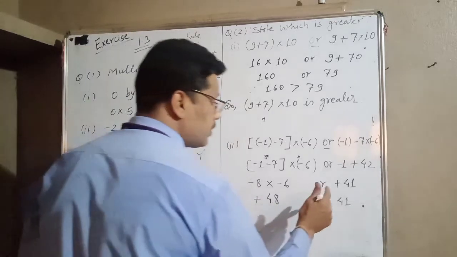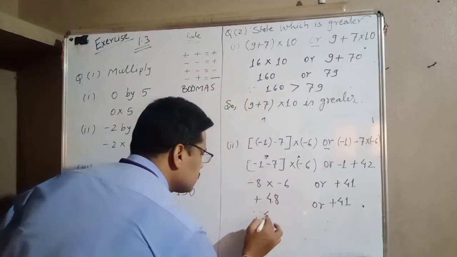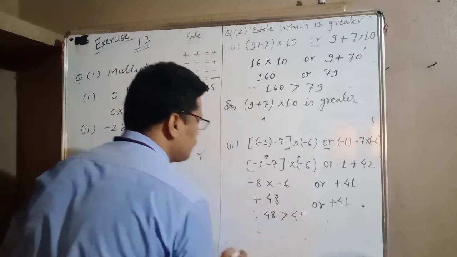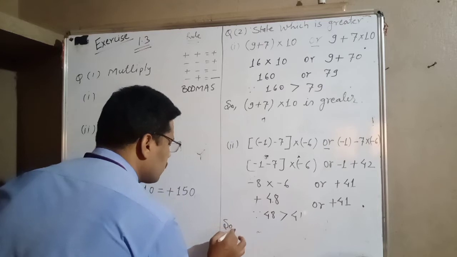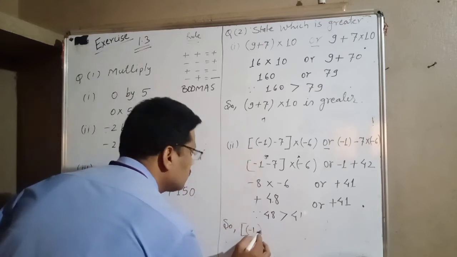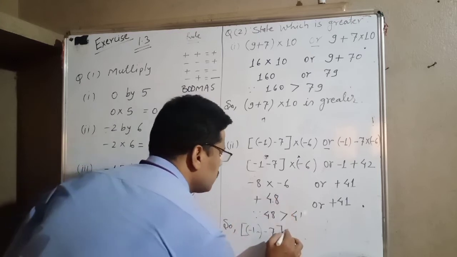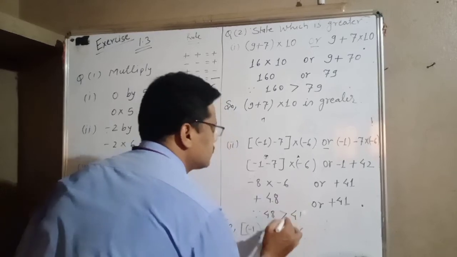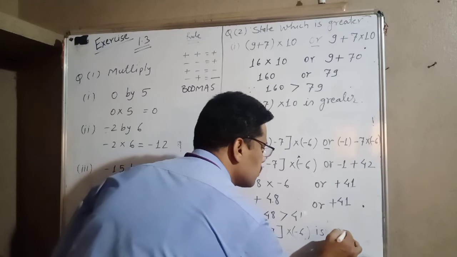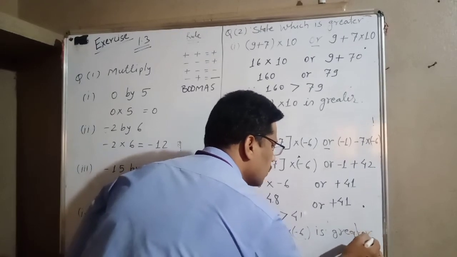48 will be greater. We can write here, since 48 is greater than 41, so minus 1 minus 7, we break it, minus 6 is greater.